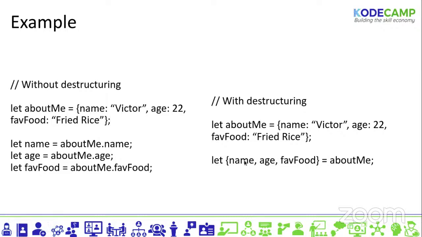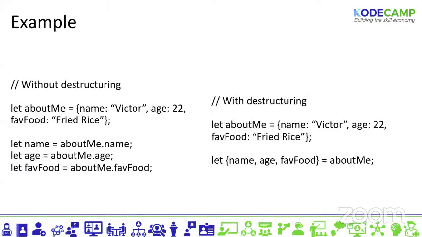But a shorter way of doing this would be to write name, age. Of course, these are variables, so you can name them whatever you want, following the rules for naming variables. So you say name, age, favorite food is equal to about me. And of course you can destructure objects that are inside objects. So I'm going to show you how to do that.